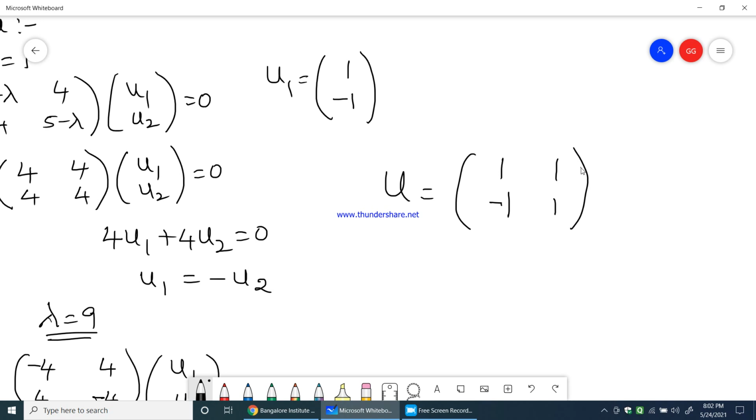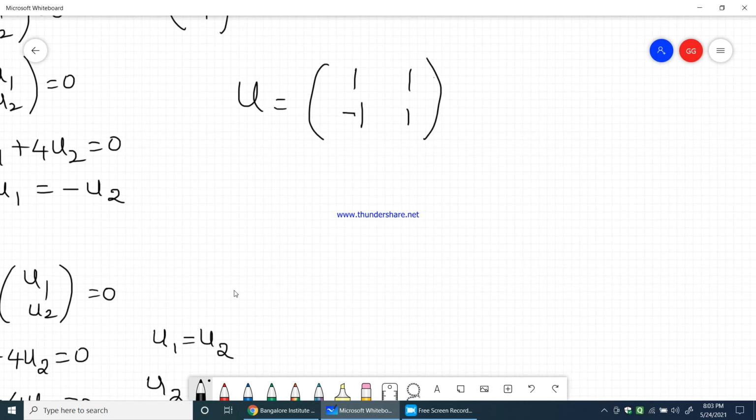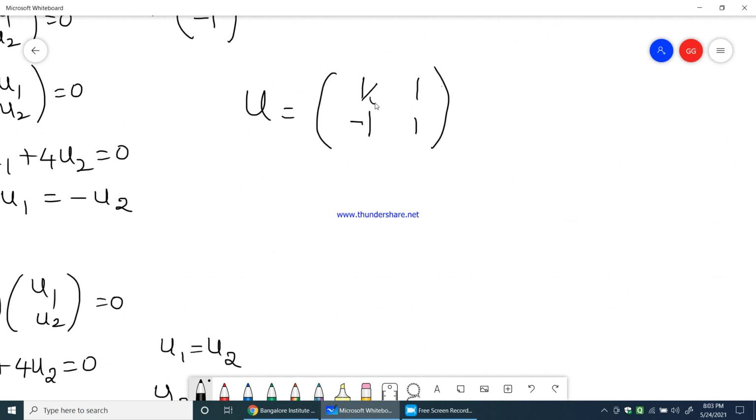Now we need to take the norm of u1. The norm of u1 is square root of 2. Similarly, the norm of u2 is also square root of 2. Therefore the total u is now 1 over root 2, 1 over root 2, 1 over root 2, 1 over root 2 in normalized form. So this is the u which we found for this particular question.